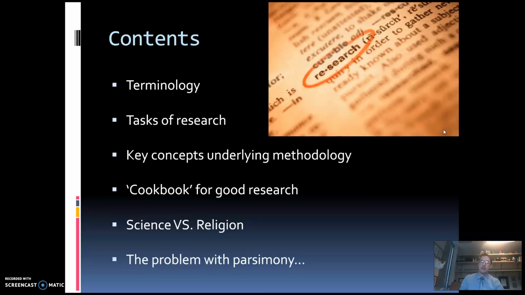I always like to start with a table of contents. We'll talk about terminology, what the job of research really is, and what research has to have to be effective. I like to call it a cookbook for good research: what are the ingredients we have to put into it? Then we'll go more philosophical about the idea of science and religion and how they meet together in the form of psychology, and also parsimony as the antithesis of where we want to be with regard to research. So that's a breakdown of what we'll cover.